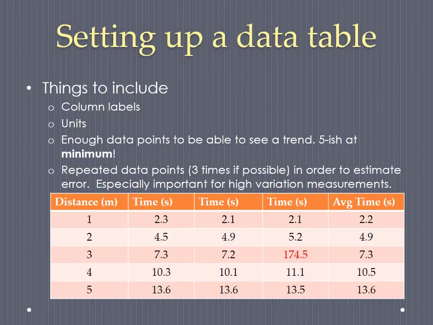When you are recording data, it's important to set up a data table correctly. You should be sure to include column labels, units, and enough data points to be able to see a trend. Typically, this is 5 or more points of data. And then you're going to repeat your data points at least 3 times in order to estimate error, especially important for high variations in measurement.